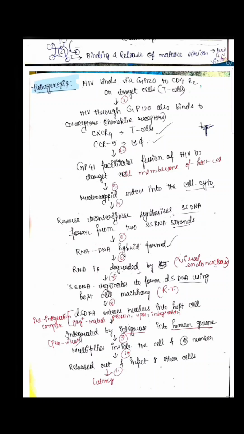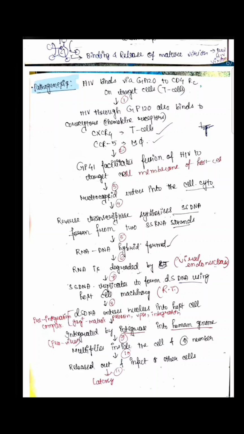In the last part of the video, that is the actual pathogenesis or the flow chart, we have understood it in detail. Now let's make a flow chart, so that we can write it for the exam. This is also a very important long question for the exam. See, first of all, what happens? HIV binds via GP120 to CD4 receptor on target cell, that is the T cells or the macrophages. Already I have shown in the diagram and the figure.